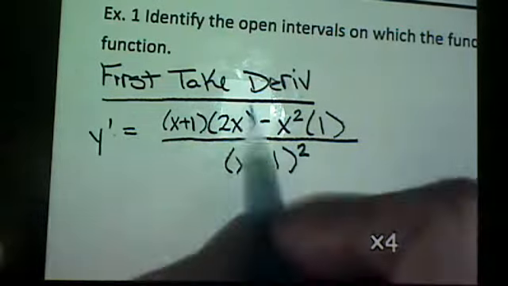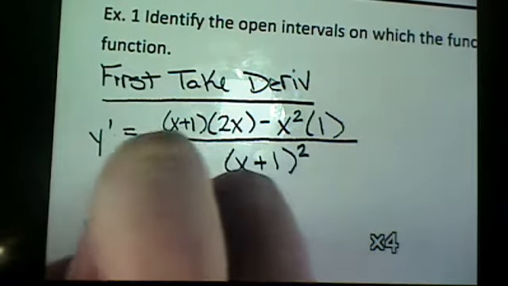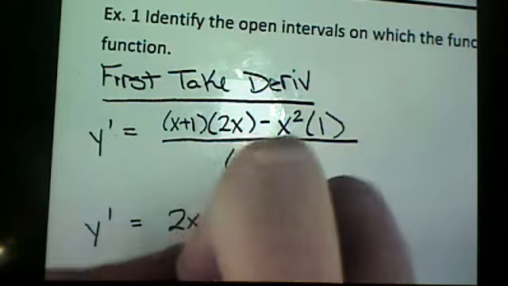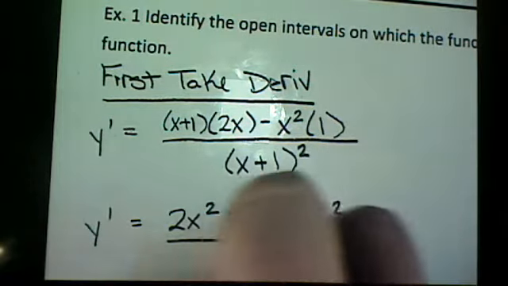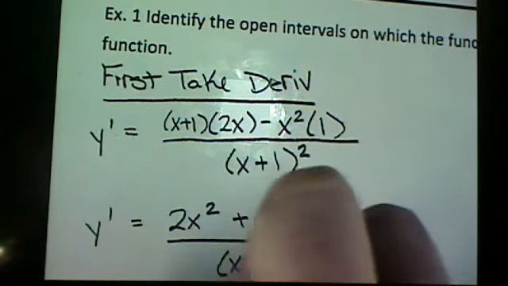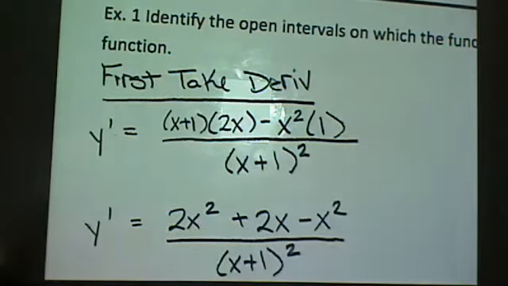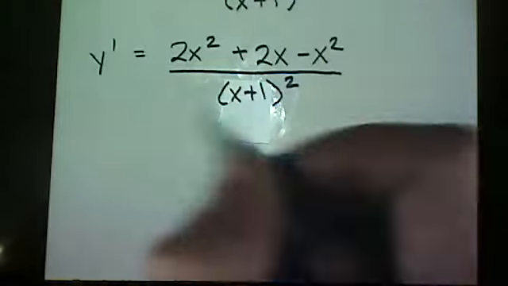So I took the derivative. I'm going to clean up the top a little bit. I get 2x squared plus 2x minus x squared all over x plus 1 squared. And then I'm just going to combine my like terms.